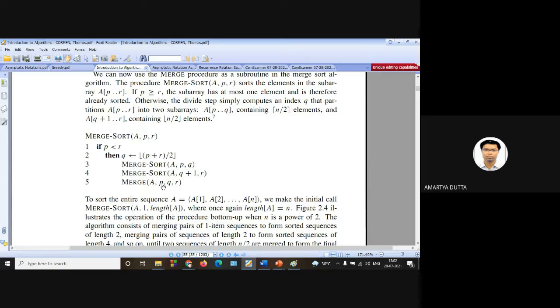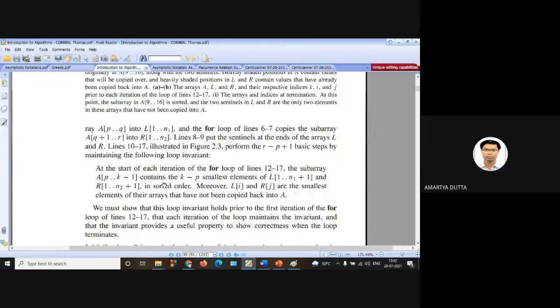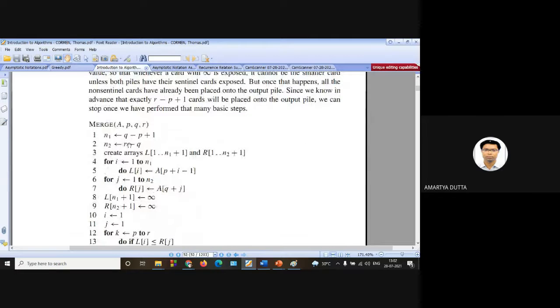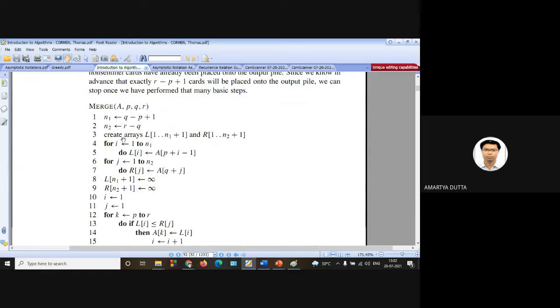This merge function is described here. What is the merge function? This is your merge function. Here we have N1 and N2. What are N1 and N2? They depend upon the divide and conquer strategy. That's why we have to divide the whole array into two subarrays. The first subarray size is N1, the second subarray size is N2: N1 is Q minus P plus 1, N2 is R minus Q. Okay. So create two subarrays, L from 1 to N1 plus 1, and R from 1 to N2 plus 1.